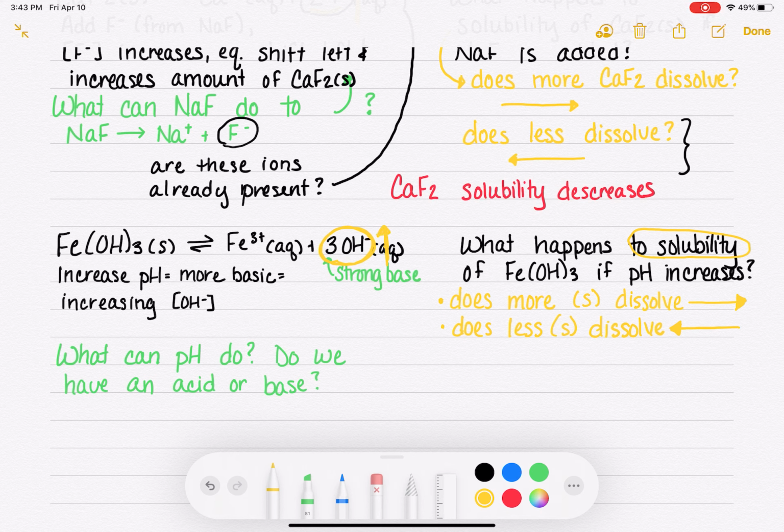So the hydroxide ion concentration is going to go up. And when that concentration goes up, the position of equilibrium is going to shift to the left to try to get rid of the extra hydroxide that is now present. When the position of equilibrium shifts to the left, the amount of Fe(OH)3 is going to increase. So we will have more stuff in the solid form and less stuff dissolved. This means that the iron hydroxide, Fe(OH)3, its solubility decreases.